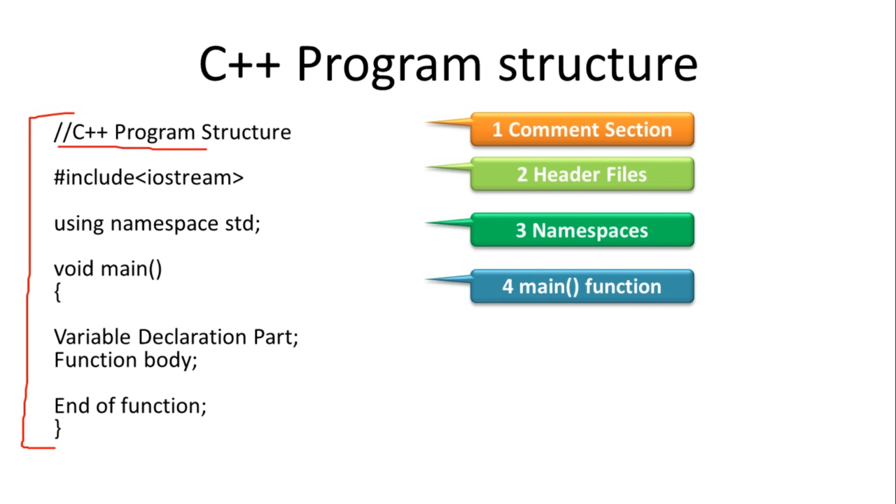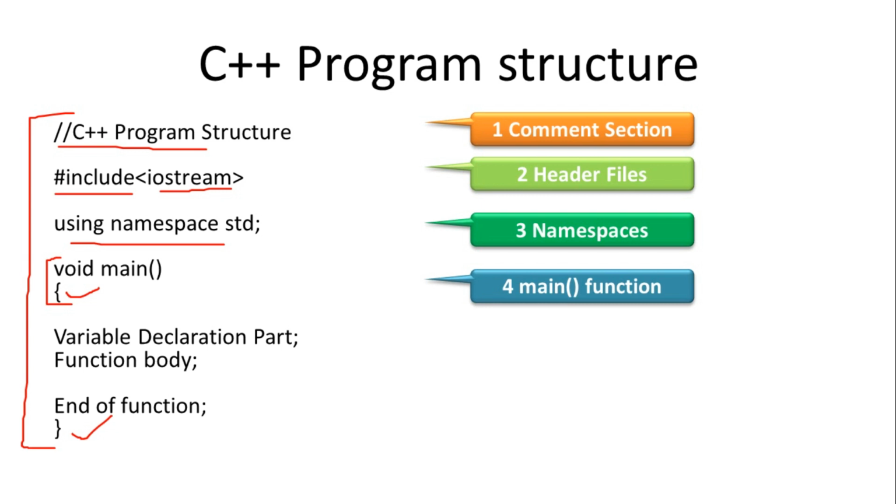The inclusion of a header file in your program will be indicated by #include and the name of the header file in front of that. Then using namespace std. This will be used for including the namespaces in your program. And the last part is the important part, that is the main function. So void main, this opening curly bracket will indicate the start of main, and this will indicate the end of main. And anything that you want to perform in your program will be included between these 2 curly braces.